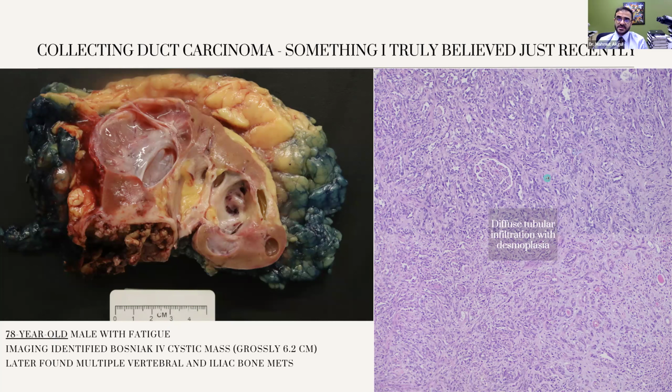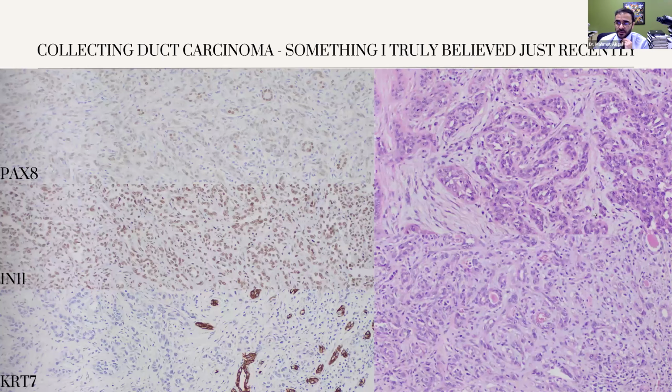Here, you can see typical characteristic features of collecting duct carcinoma. There is diffuse tubular infiltration with desmoplasia, and the cytology is high grade. In higher power, sometimes they can have small nests, but this tubular predominance will be present in all cases. Again, tubular formation, desmoplasia, infiltration, and high-grade nuclear atypia are all diagnostic criteria for collecting duct carcinoma.